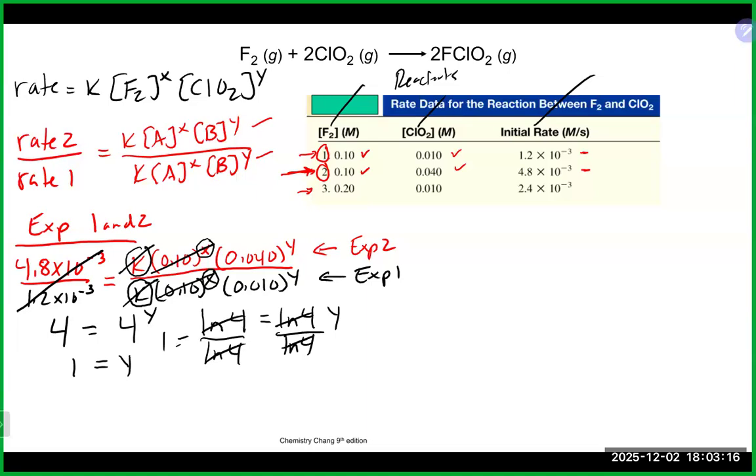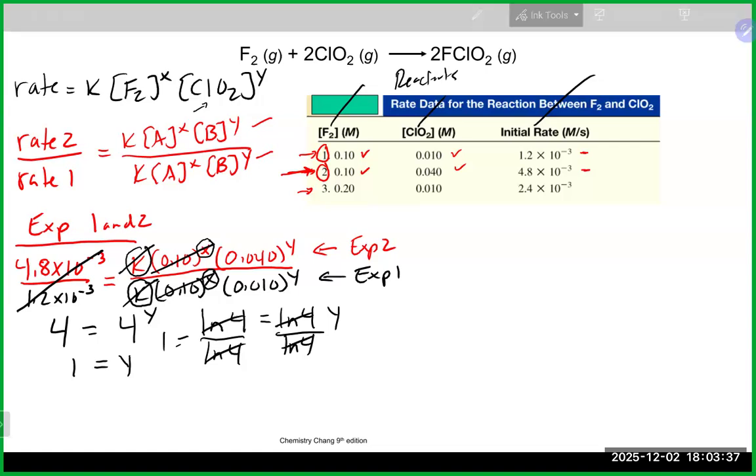So if you don't have really nice numbers or you can't really visualize it, take the natural log of both sides and then divide it out, and that will get you what you're missing for. First up, any questions on that? So that tells us in this reaction, the order with respect to the ClO2 is going to be first order.